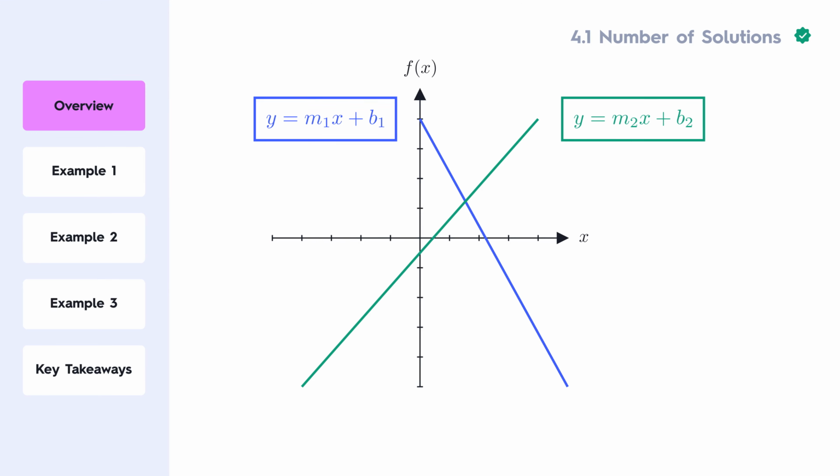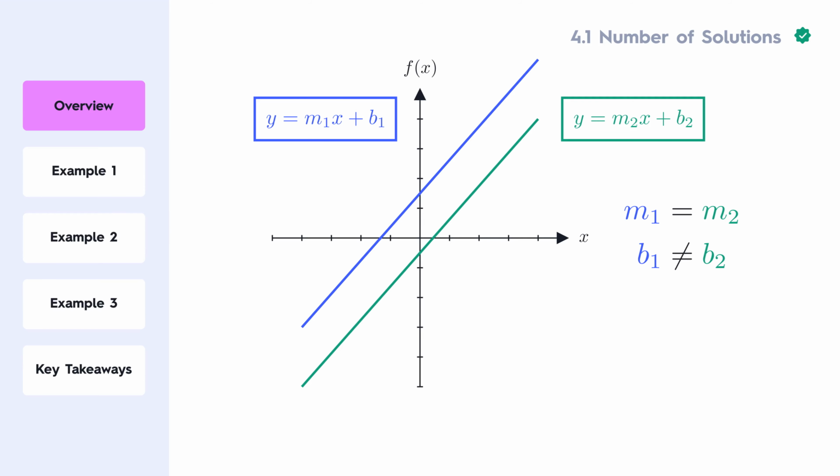If the slopes m1 and m2 are different, the lines will intersect at one point, which means one solution. If the slopes are the same but the y-intercepts are different, then the lines are parallel, and that means there is no solution. Finally, if both the slopes and the y-intercepts are the same, the lines overlap, and that means there are infinitely many solutions.